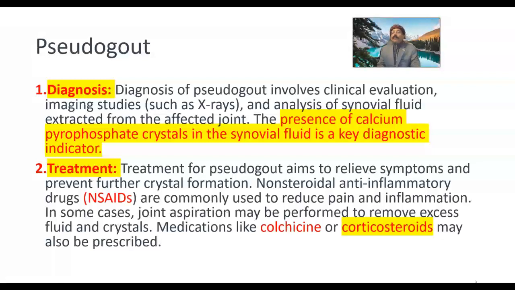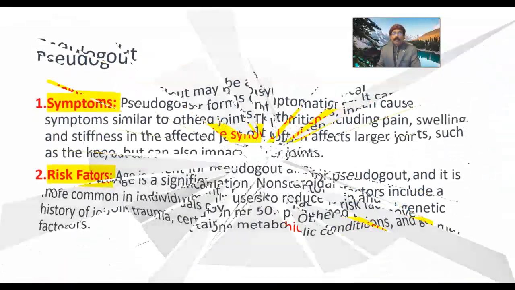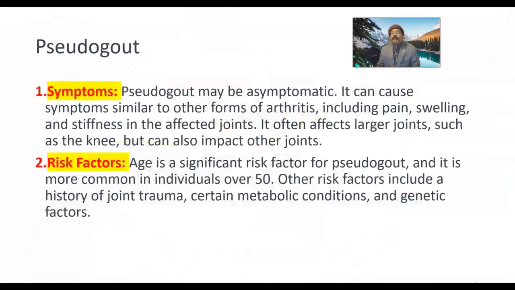So, in case of genetic factors, what happens? There will be degradation of the proteoglycans in the cartilage that will invite calcification, and also the pH of the synovial fluid of the joint will be altered. These are the risk factors of pseudogout.